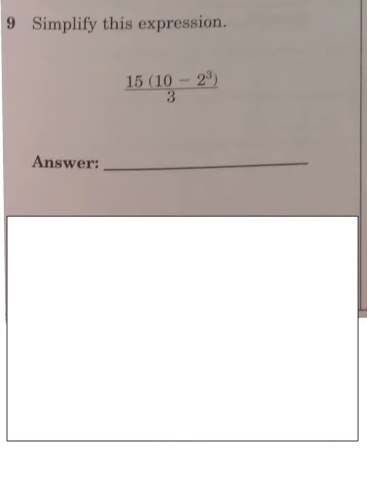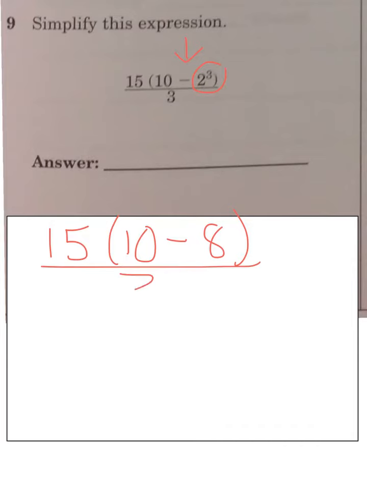Number 9, simplify this expression. 15 times the quantity of 10 minus 2 to the third power all over 3. Remember, you have to follow the order of operations. The first thing to do is inside the parentheses. And within the parentheses, we have a power, 2 to the third power. So we're going to write everything else, 15 times 10 minus, then 2 to the third power is 2 times 2, which is 4, times another 2, which is 8. End the parenthesis, and that's all over 3.